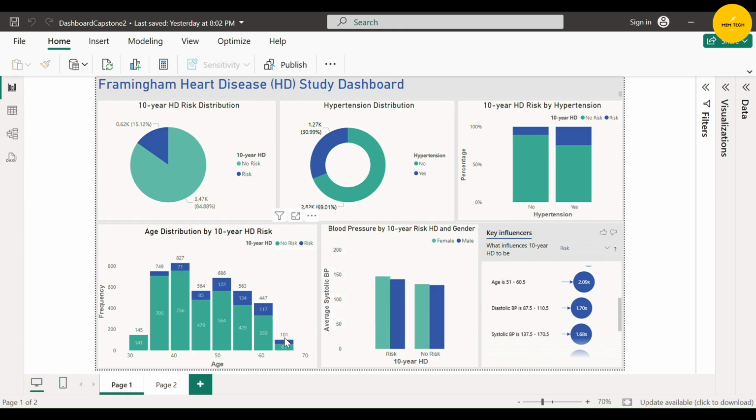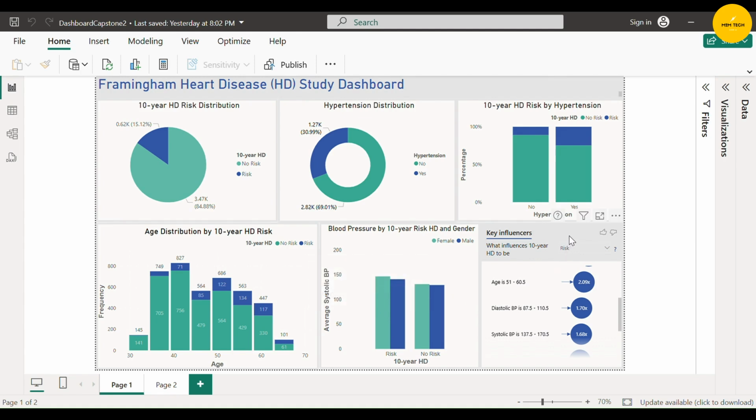And in this group, that corresponds to patients with 65 to 70 years old, the percentage is almost 40% of patients with risk of heart disease.